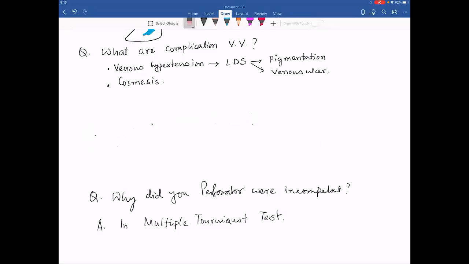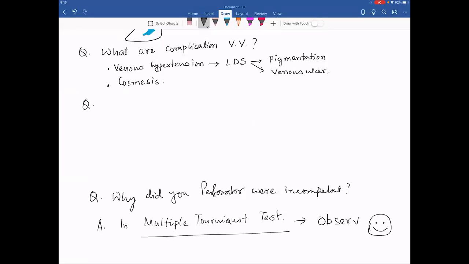Sir, what about perforator incompetence? Should we mention the tourniquet test, that we also found signs of perforator incompetence with the tourniquet test? Yes, you can, sir. If you want to say what your observations are, you can always. This is always a good sign. First do the tourniquet test and then confirm. Right. Exactly, multiple. Yes. Very good.